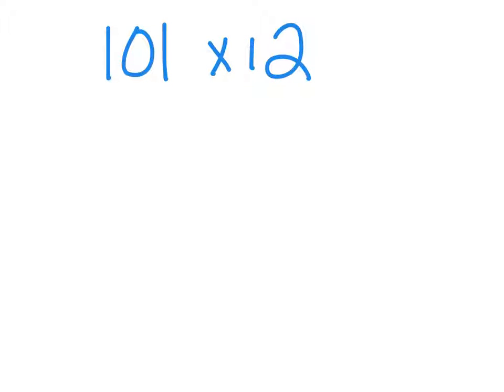All right, let's try another one. This one, our problem is going to be 101 times 12. I want you to pause the video and try to solve this one on your own. Even though it is 3 digits times 2 digits, it's the same exact process. Remember, we are thinking about a friendly fact that we can use to multiply these two numbers together and then either adding one or taking one away. So pause the video, solve this one on your own, and then replay when you're ready to check.